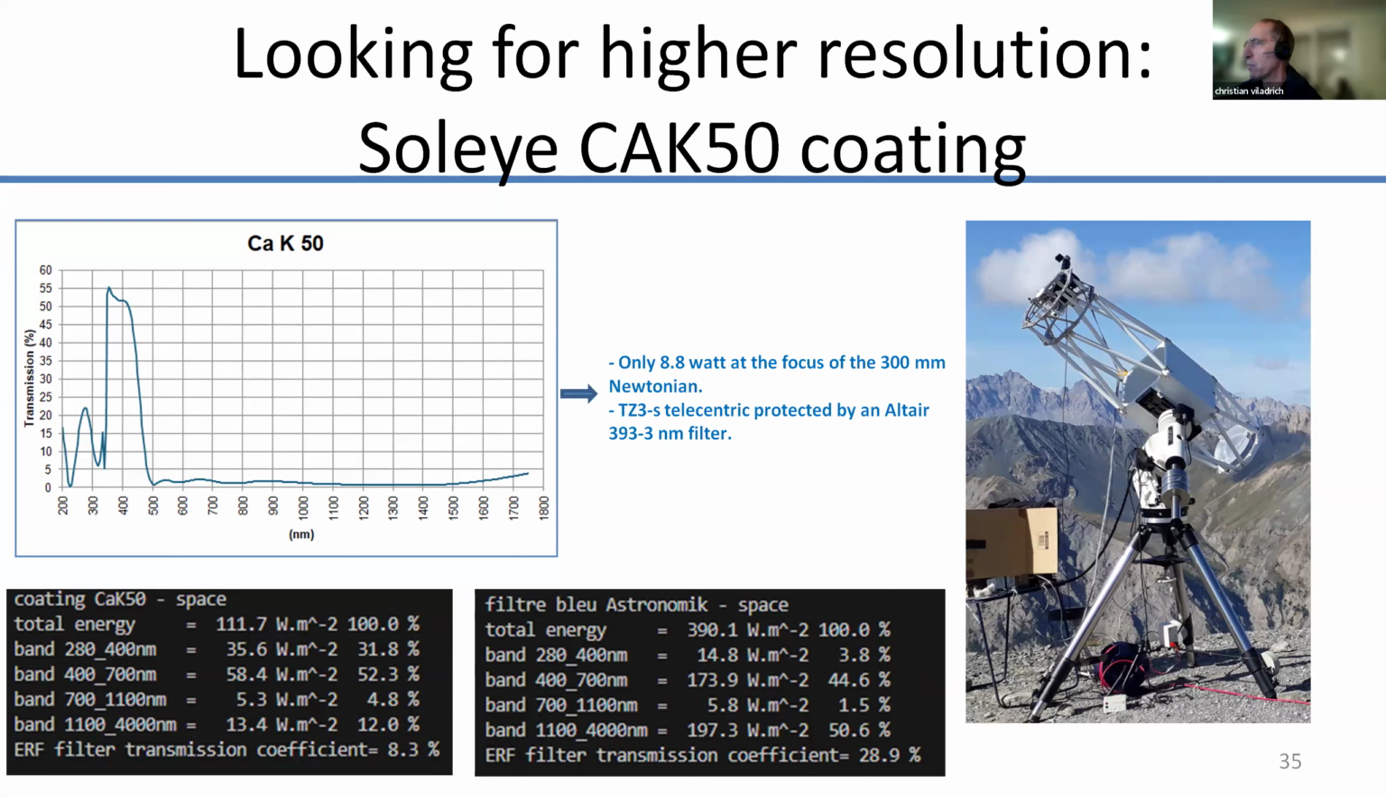So basically, I use the 3 nanometer bandpass filter in front of the telecentric to protect the telecentric and to protect the calcium K filter. This is a filter added in protection, in fact, and it is fine. So I think I have some example.